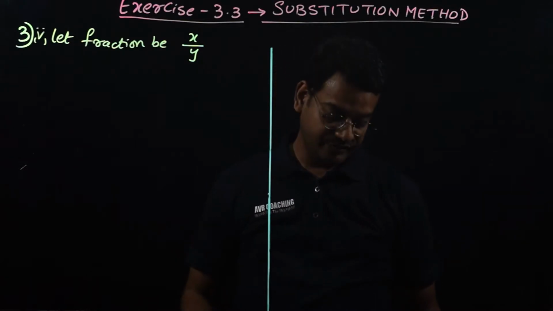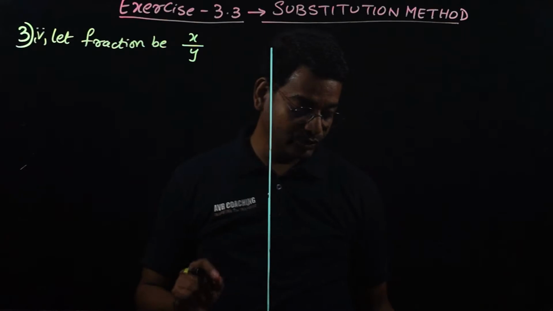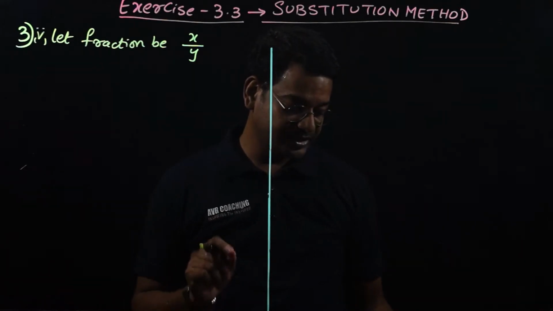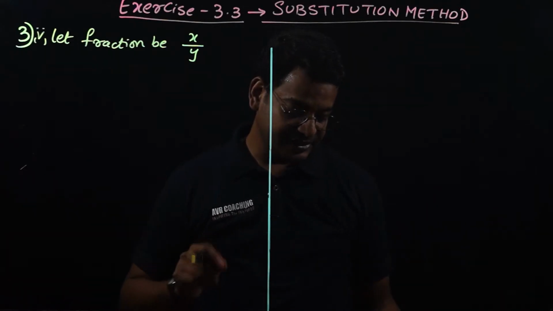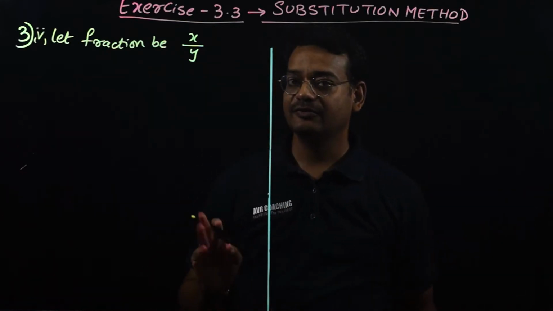So third problem, fifth bit. A fraction becomes 9 by 11 if 2 is added to both numerator and denominator, and if 3 is added to both numerator and denominator, it becomes 5 by 6. We have to find the fraction.